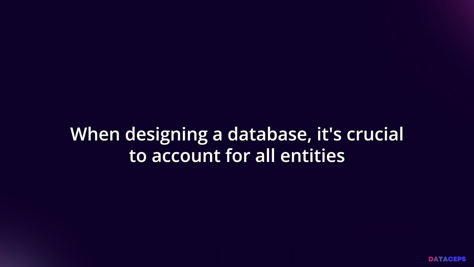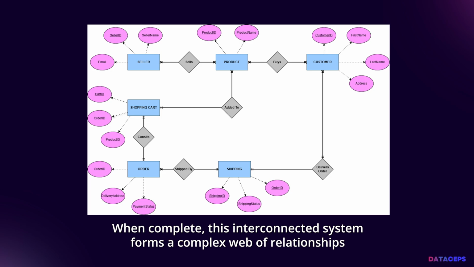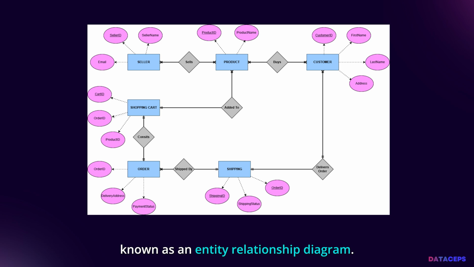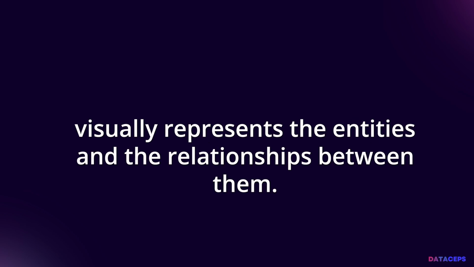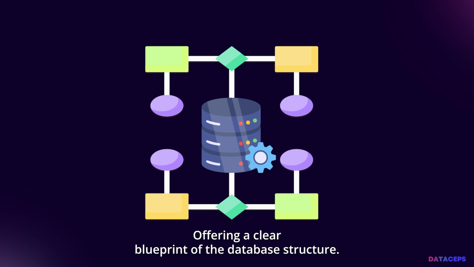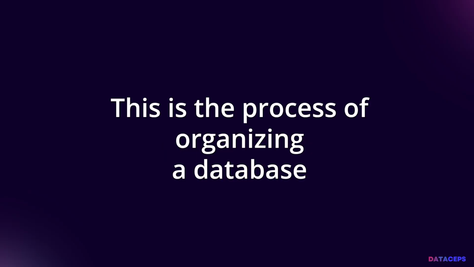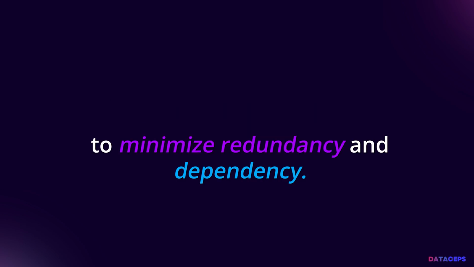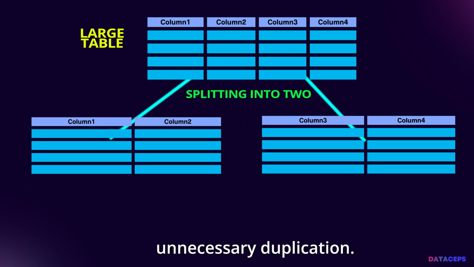When designing a database, it's crucial to account for all entities, creating tables with the appropriate attributes for each entity. When complete, this interconnected system forms a complex web of relationships, known as an entity relationship diagram. This entity relationship diagram visually represents the entities and the relationships between them, offering a clear blueprint of the database structure. Normalization. This is the process of organizing a database to minimize redundancy and dependency. Essentially, it helps keep data organized and avoids unnecessary duplication.